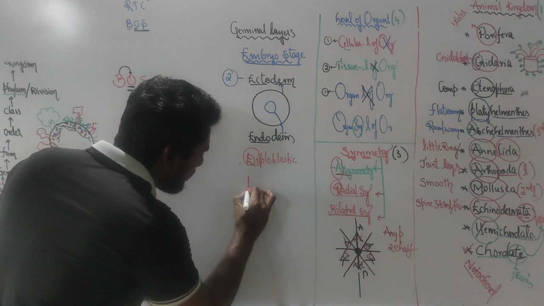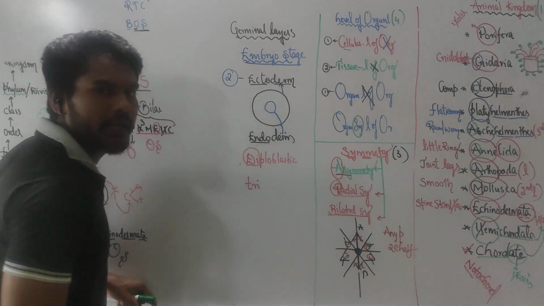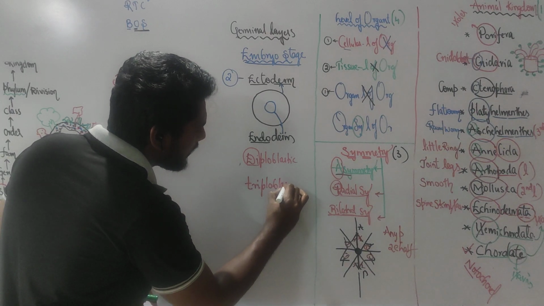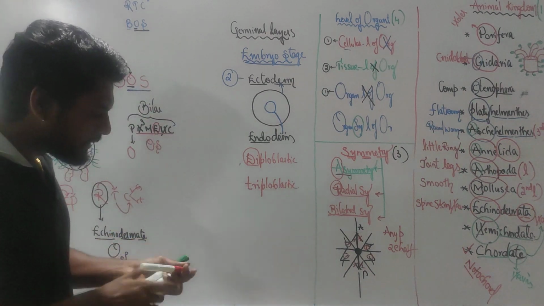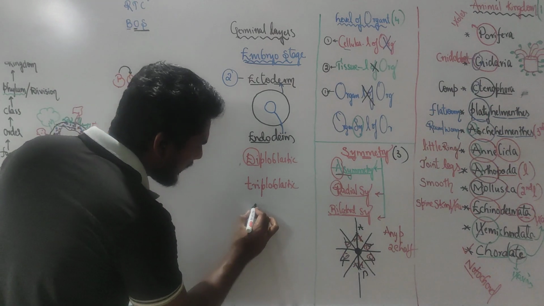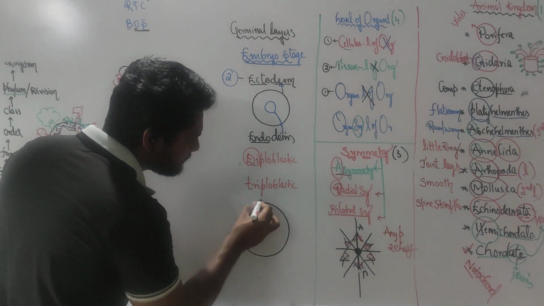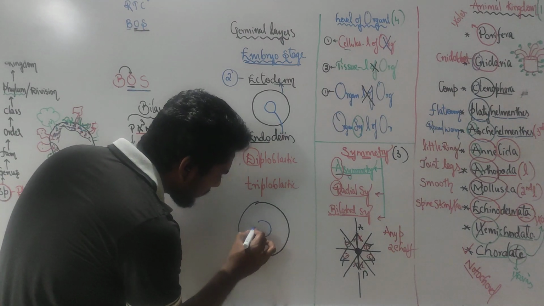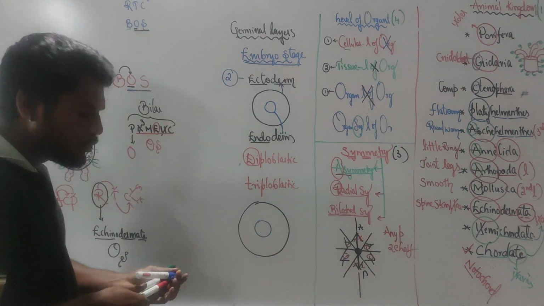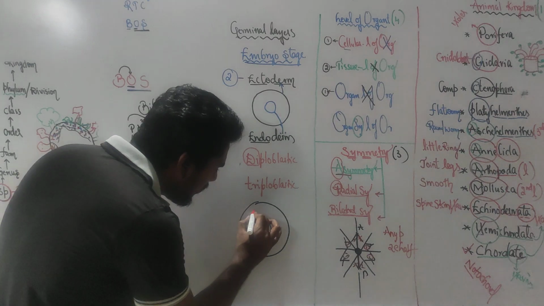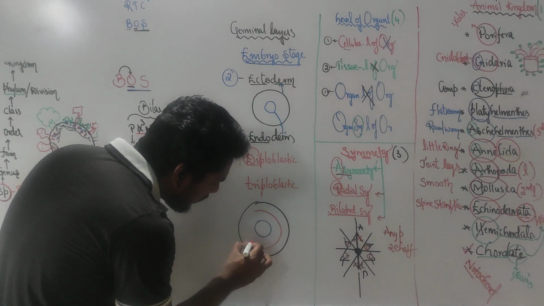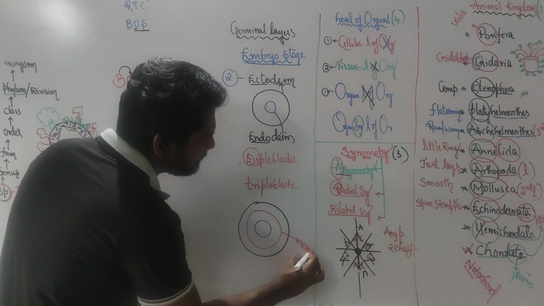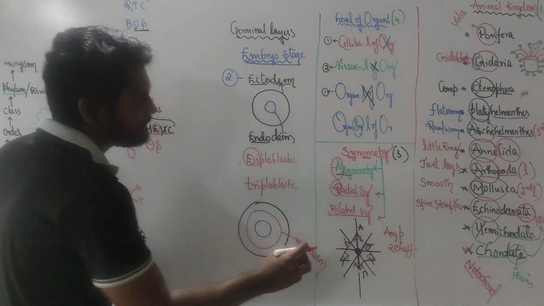Later there is the triploblastic organism. What is the meaning of tri? Tri means 3. Triploblastic organism. Tri means how many? 3. Outer is ectoderm and the inner one is endoderm. In between these 2, there is a newly formed layer. That newly formed layer we call mesoderm. Meso means middle. Mesoderm.